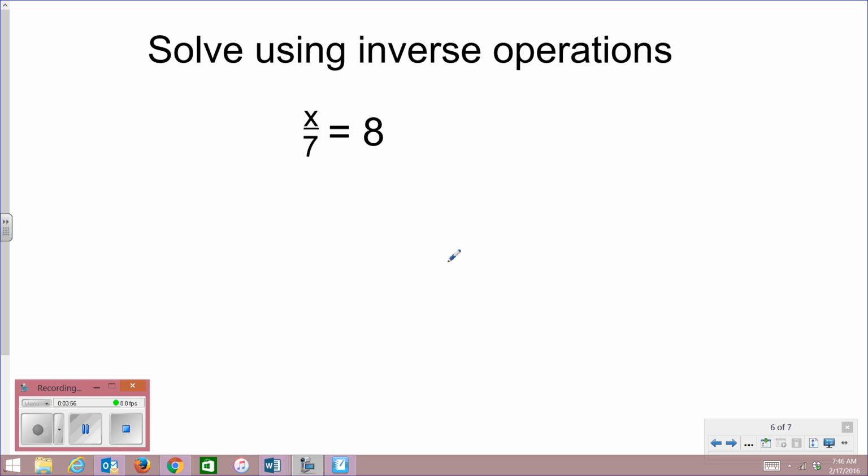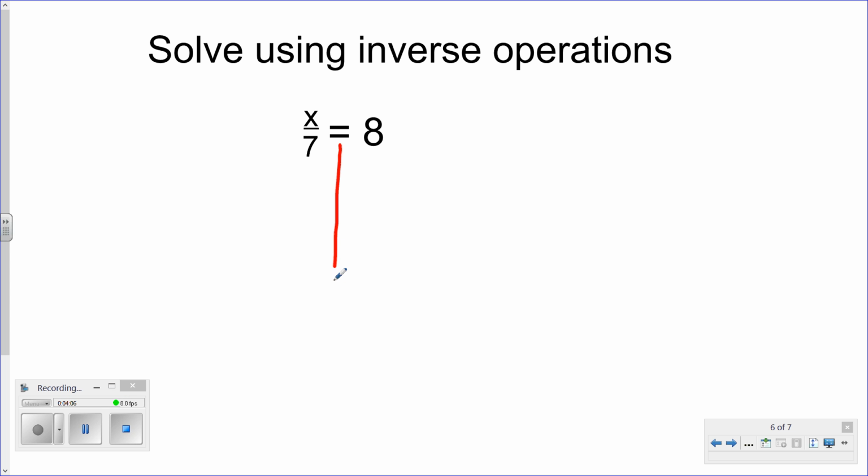Let's look at this division equation. Remember, a fraction is also a division equation. This is x divided by 7 equals 8. So it's an equation. I'll put my balance line in. I have two sides, x divided by 7 on the left and 8 on the right. The inverse of divided by 7 is multiply by 7. So I'm going to use the inverse to solve this one.